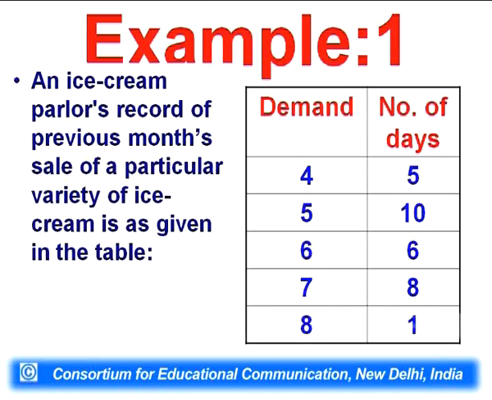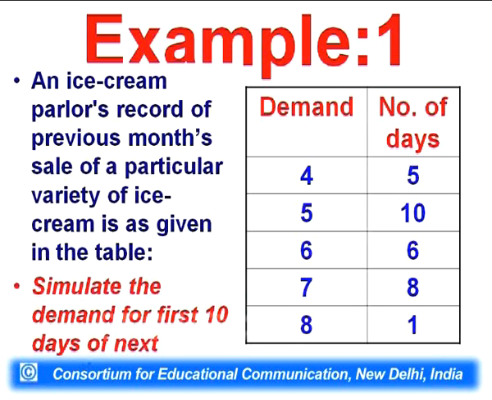Now the problem with us is that we want to simulate the demand for the first 10 days of next month. Based on the data available, we have to see how many bricks will be sold on the first day, how many on the second day, and similarly how many will be sold on the third, fourth, fifth, like this, for the 10 days of the next month. So this is the problem. I will now demonstrate how we are going to simulate this demand.